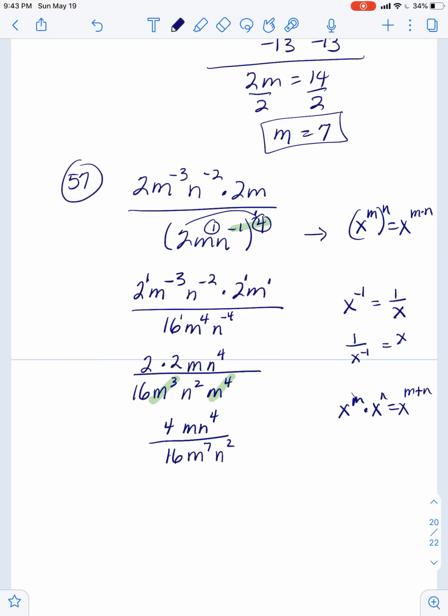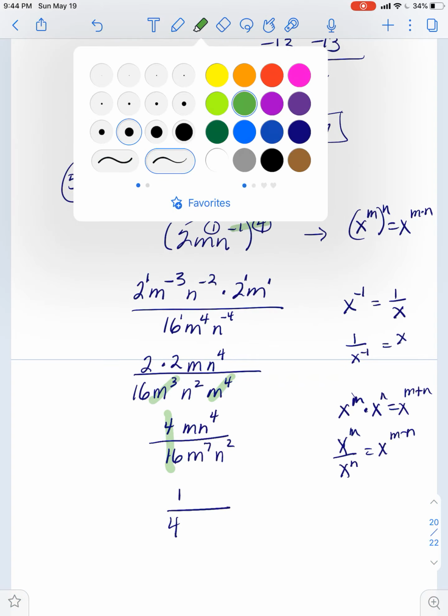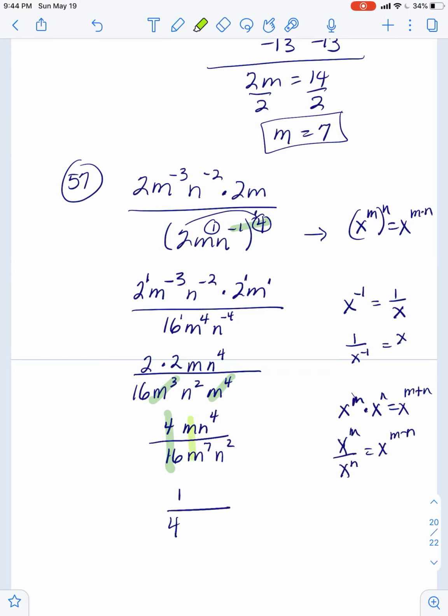Okay, my next rule that I want to be applying is that if I have x to the m divided by x to the n, then I subtract. Okay, so we're going to take each one of these separate. So first, 4 over 16 is just fractions. So that's 1/4. My next one, I am going to do my m's. Okay, so there is 1 in the numerator, 7 in the denominator.